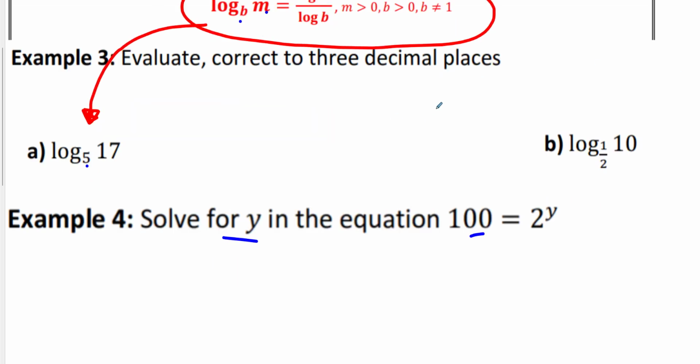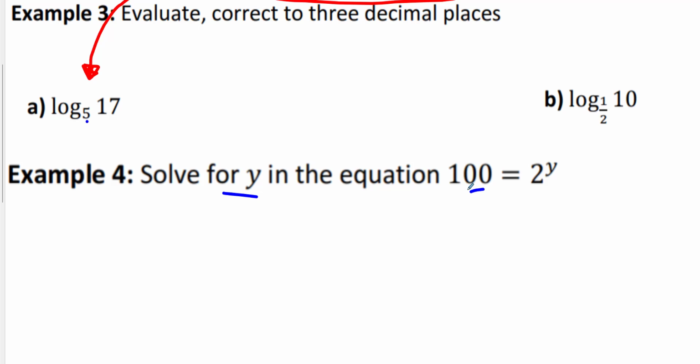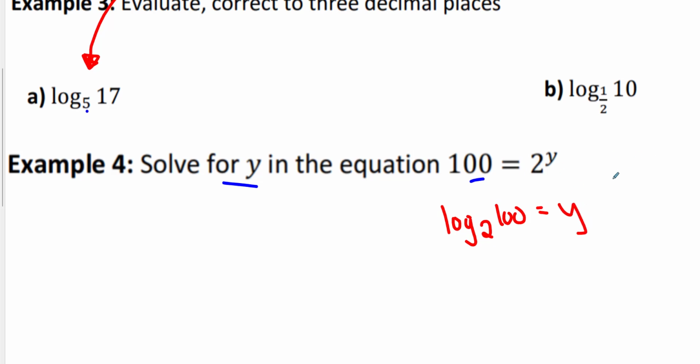All right, example 4. Here, example 4 here. There's a few ways you can do this. First thing I'm gonna do is what's my base value? What has the exponent? 2. So my base value is 2. So I'm gonna take log base 2. Remember the very first thing that we did, the first lesson? So I'm going to do log base 2 of both sides. And if I do log base 2 of 2, that's just going to be y, because the log base 2 and 2 cancel out. Okay?